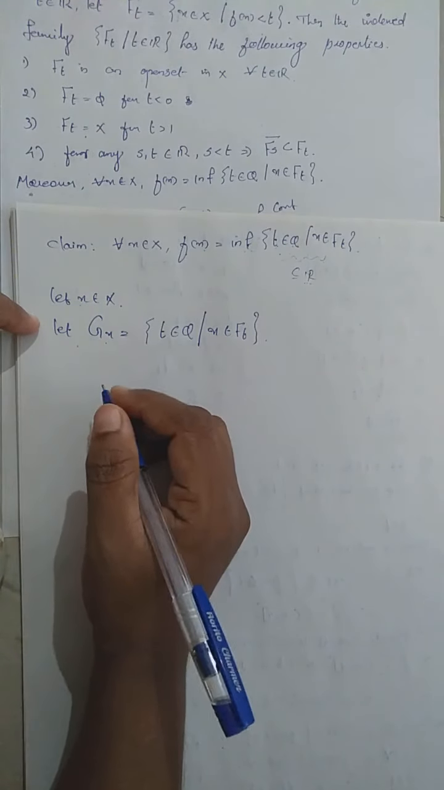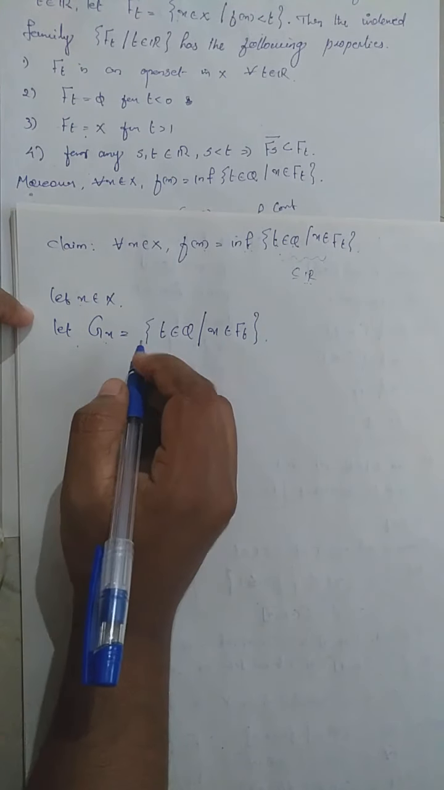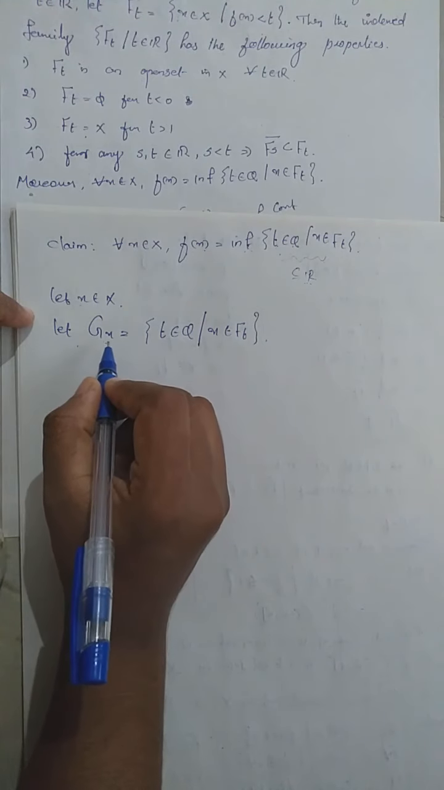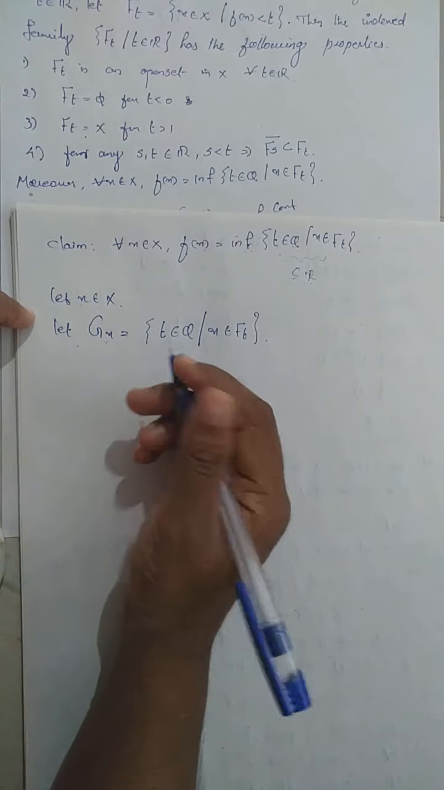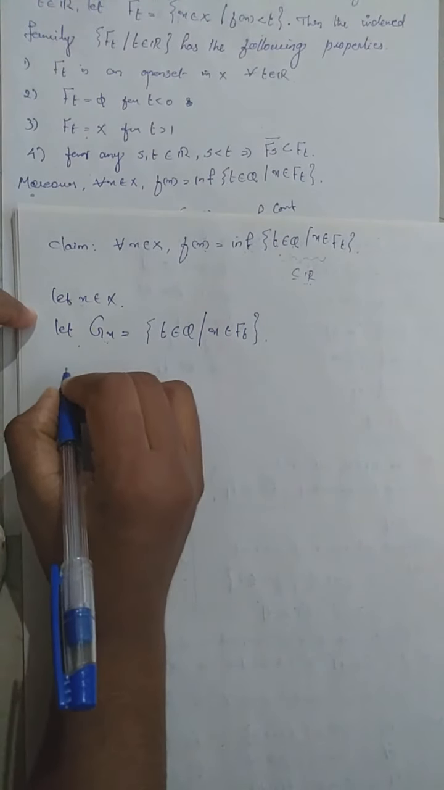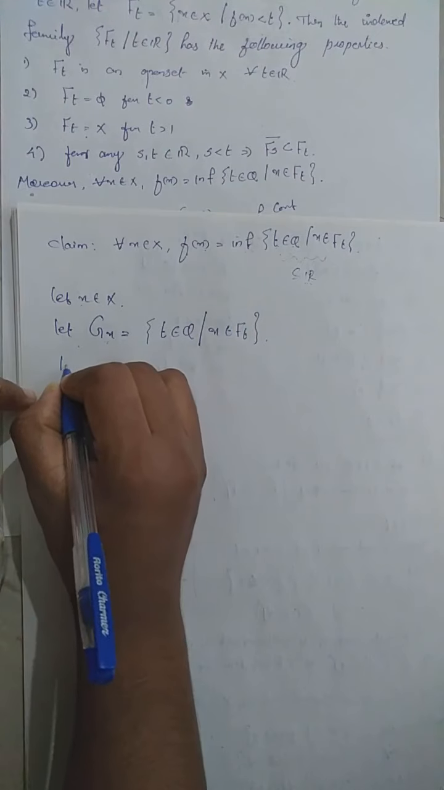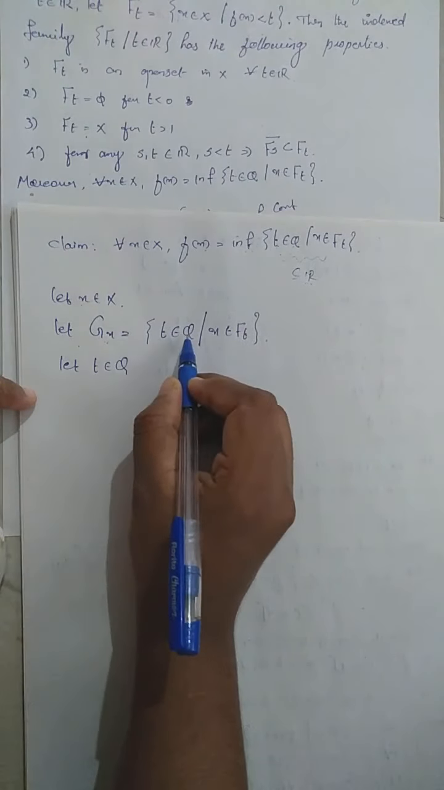So I claim that gx is a bounded below subset. When a set is bounded below, that set will have a lower bound, right? So I am going to find out what is a lower bound for this set, at least one. Okay, so I take an element first. Let t be an element in Q, right? I take an element from the rational numbers.